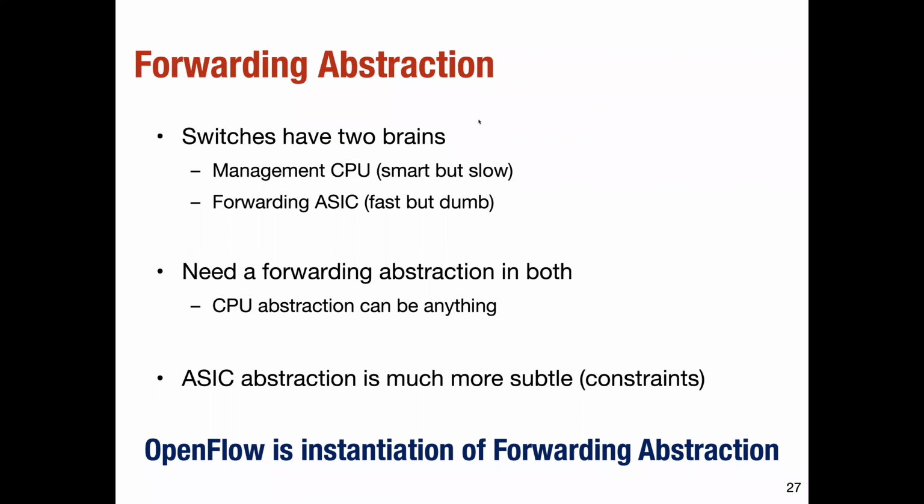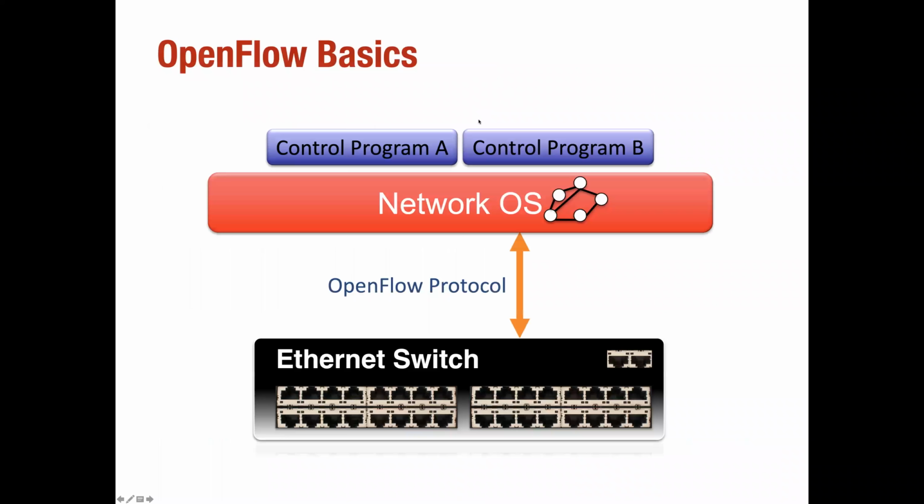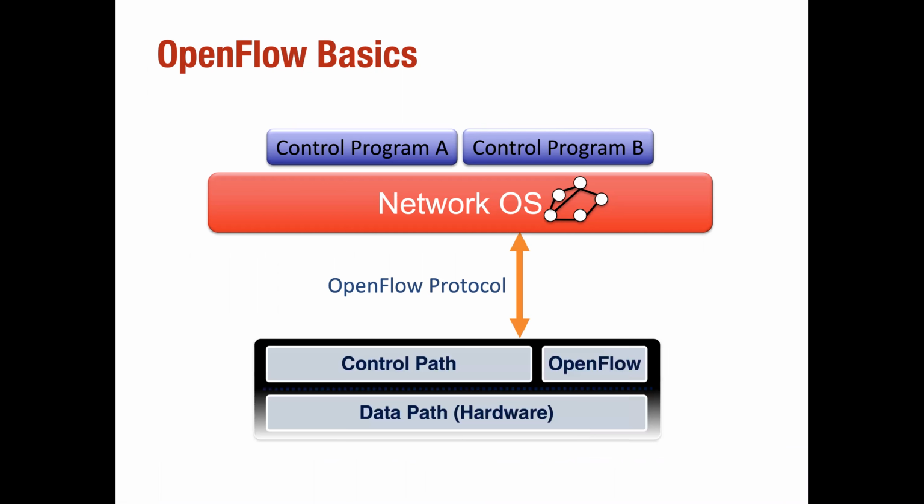All right, so let's talk about OpenFlow. As I mentioned earlier, OpenFlow is an instantiation of the forwarding abstraction for software-defined networking. The basics of OpenFlow are that you have a control program and you have a network operating system. The network operating system needs a set of APIs or interfaces so that it can talk to the forwarding element, right? The OpenFlow protocol provides those interfaces.